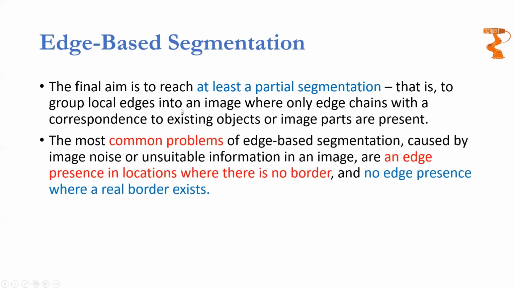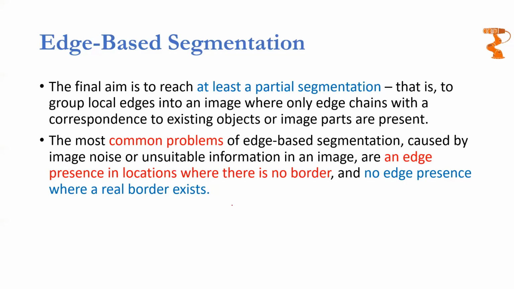The most common problem with edge-based methods is the presence of an edge where there is no edge, because an edge detector can easily give you false information. And the other problem is where there is an edge, the edge detector might not detect it because of its direction or because of some other problems. These are the most common problems, because if you miss an edge, you will miss a region.